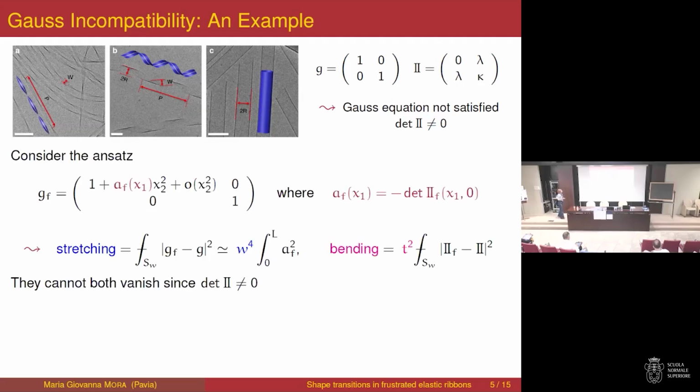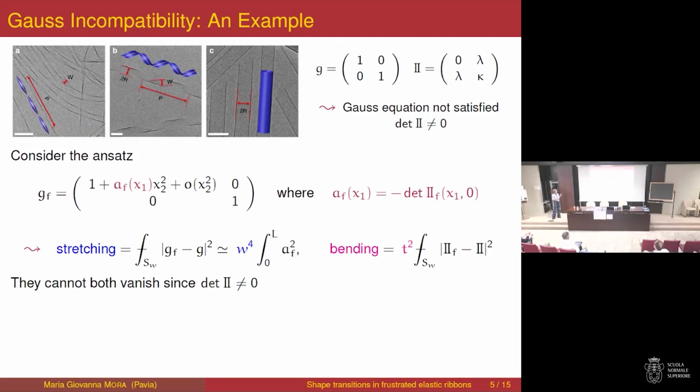Okay, so what can we expect when we minimize the energy? Well, what you can do is to construct a deformation for which the first fundamental form is close to the identity, which is what we would like to achieve.